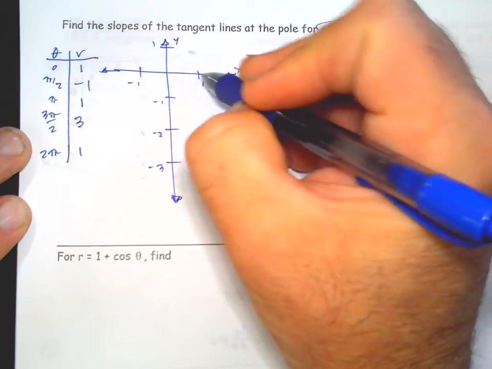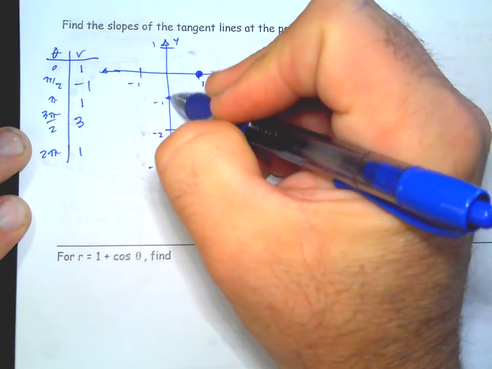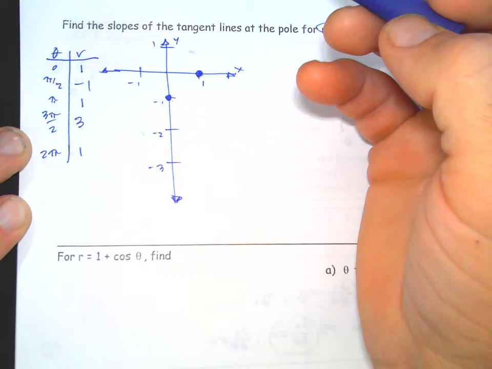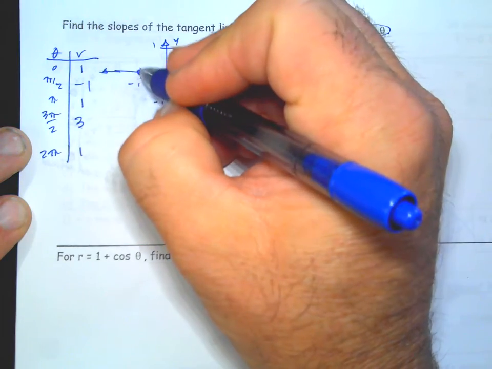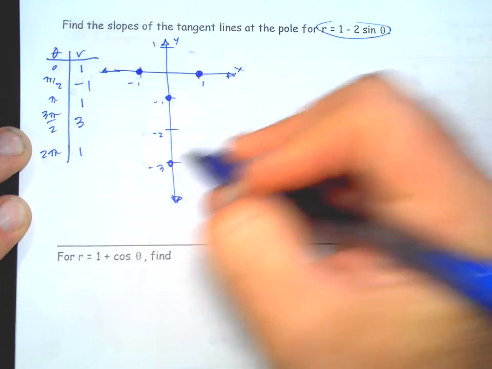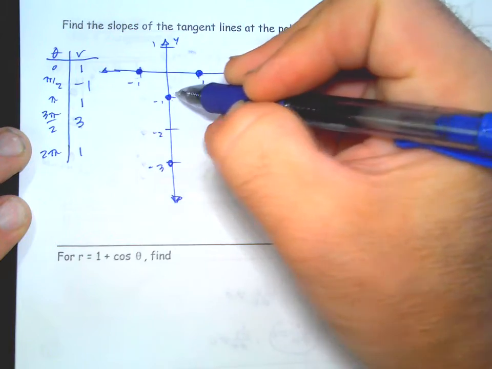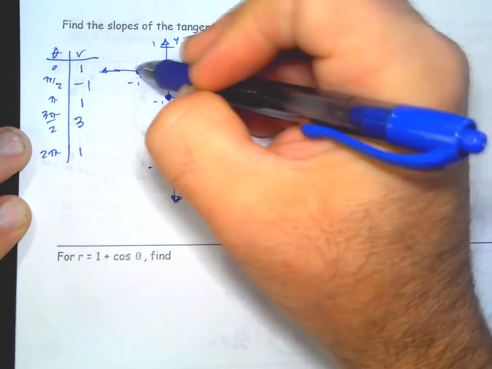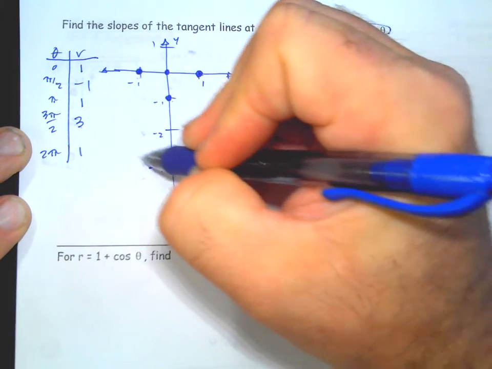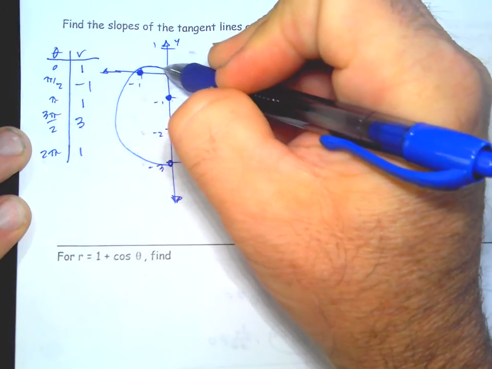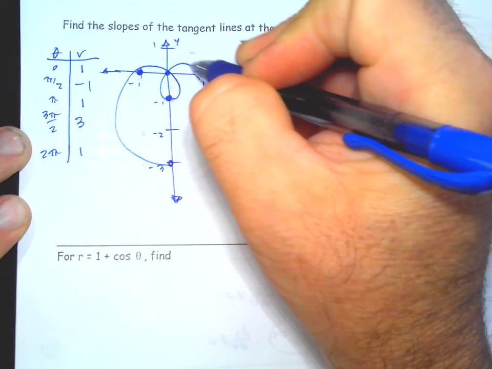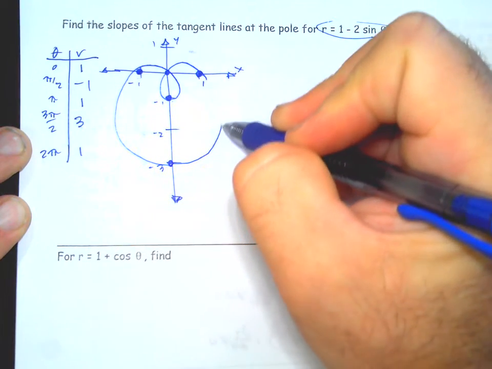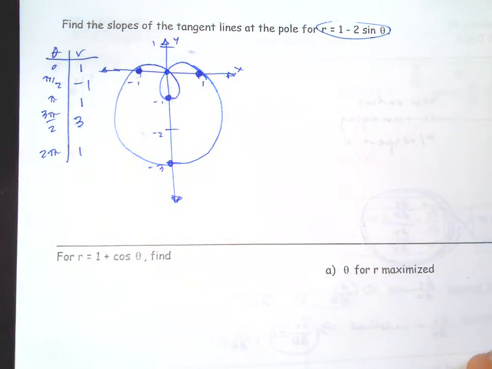So 0, 1's right here. Pi over 2, negative 1's right here. So right now I think it's an inner loop. Pi, 1's there, 3 pi over 2's here, and it's back here. So you can tell right there, that's an inner loop. So it's going to go through these poles right here. So if you're to sketch this, it's going to go like that, like that. So something like that. Limacon with an inner loop.